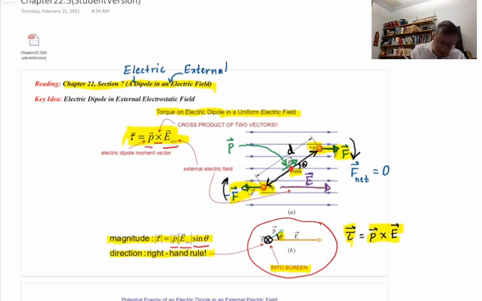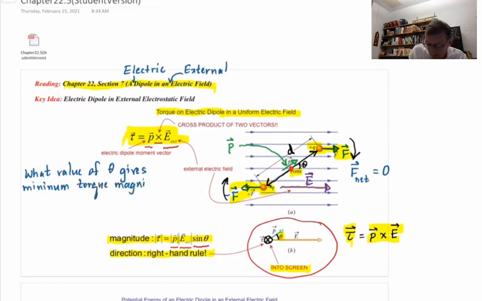Okay, so the question is, I'll write it over here to the side. What value of theta, remember that's the angle between the dipole moment P and the electric field E, gives minimum torque magnitude? Well, the minimum of the magnitude of something can be is 0. What value of theta gives 0 torque?